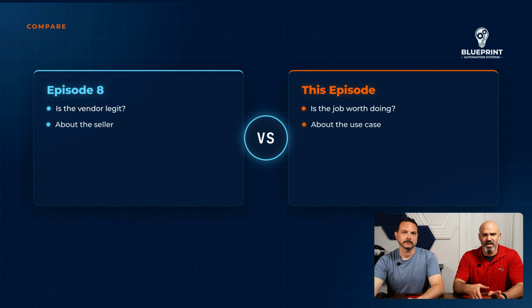One quick note, so nobody's confused about which episode or which video this is. Back in episode 8, we gave you a checklist for figuring out whether the person selling you AI is legit. This is not that, right? That one was about the vendor. This one's about the job itself, and it works exactly the same whether you're buying something, building it yourself, or just turning on a feature that you already pay for.